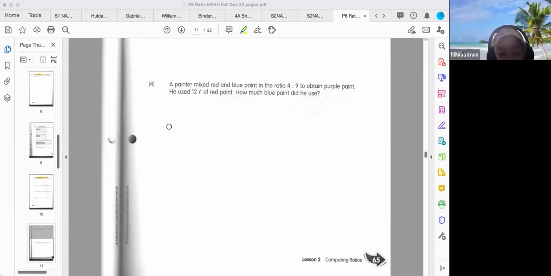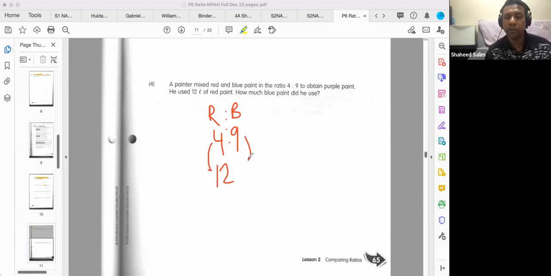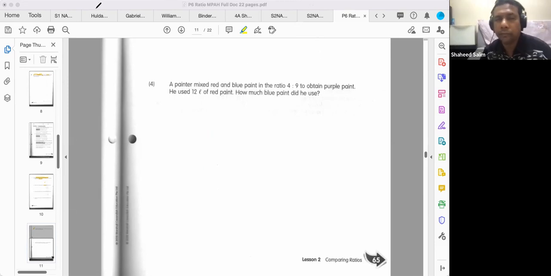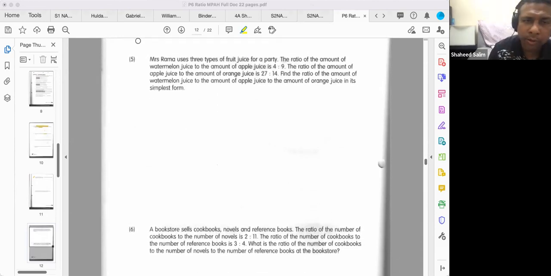It's 27. Let's see now. Okay, I'm going to write down now. You have the simplest form, red pen, blue pen, 4 is to 9. Then you use 12 liters of red pen, times 3. So times 3, 27. Well done. See here. Try number 5. Don't be scared of the length of it.